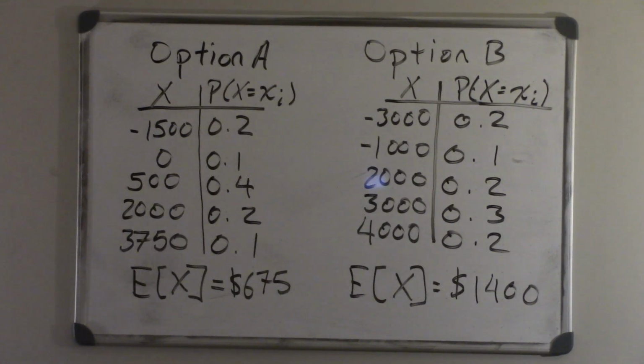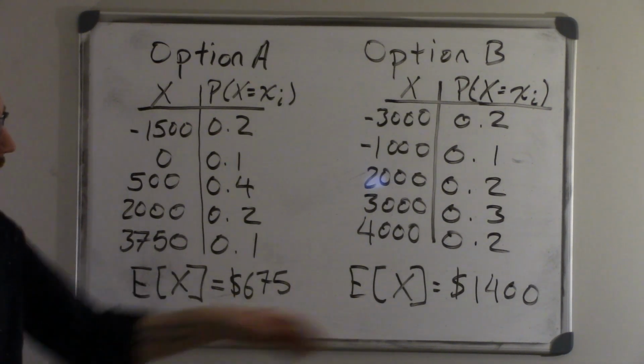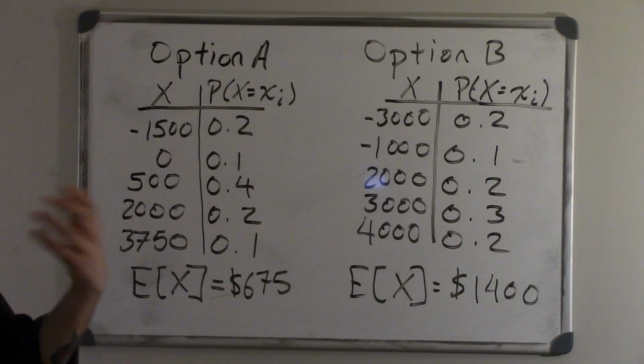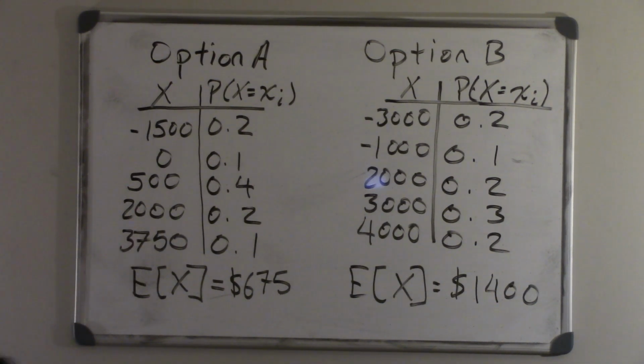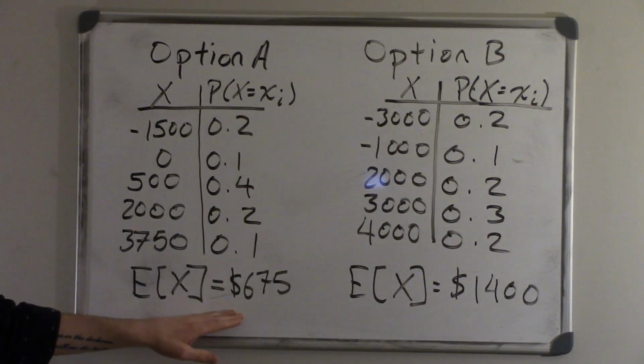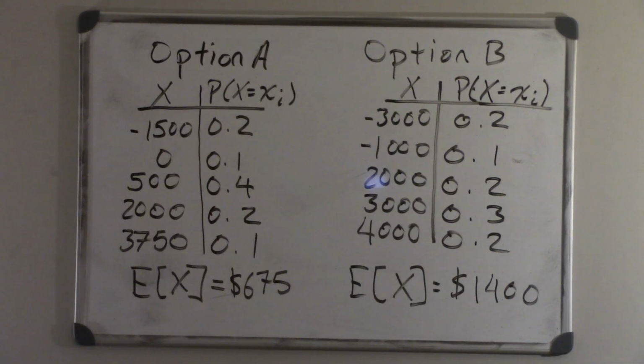If we were just going off of expected value alone, which one would we end up choosing? We're probably going to pick option B because it has the higher expected value, telling us that over multiple iterations, let's say this is monthly profit, month after month as we run this campaign, our average profits are going to move towards $1,400 for option B, whereas for option A it's only $675. So if we're just looking at expected value, we're probably going to choose option B.